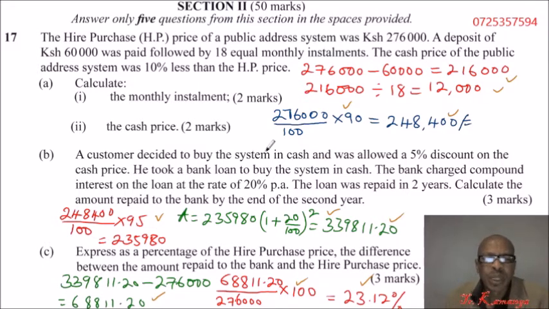I hope this is what you covered in Form 3, Commercial Arithmetic. This formula is very important, the formula for computing the amount accrued when we are being charged compound interest. So that's how you do that, and I hope you have followed that.